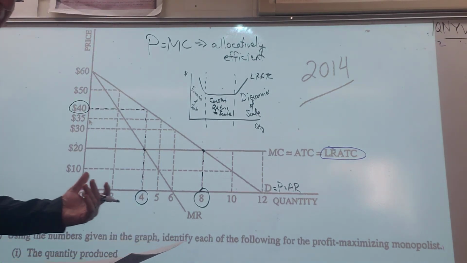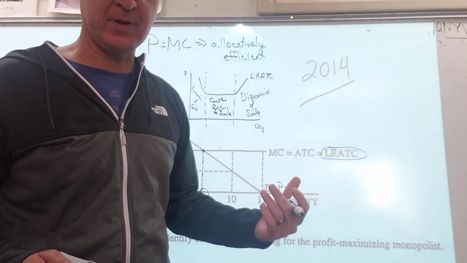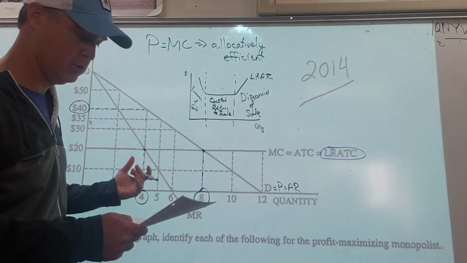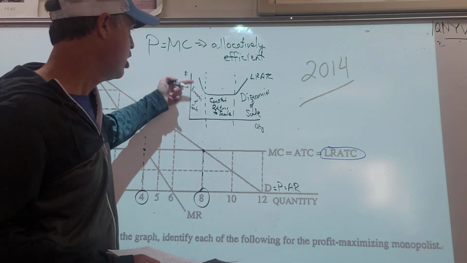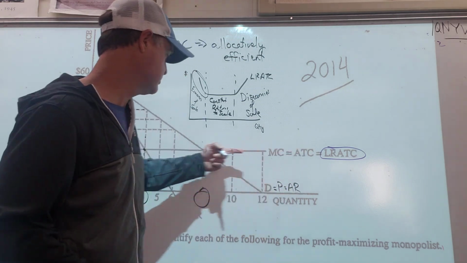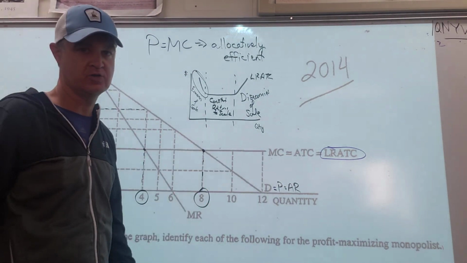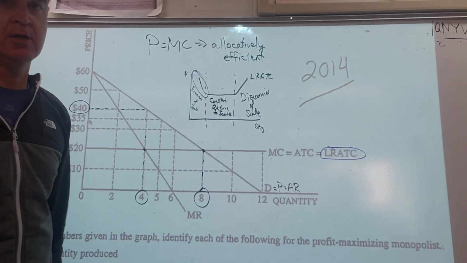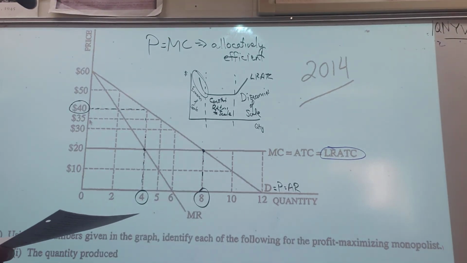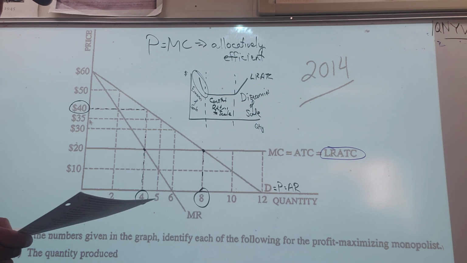The question itself asks, is the monopoly producing at economies of scale? So the answer is no. How do you explain it? All you have to say is because the LRATC is not downward sloping. It's flat through the entire range. So it's not downward sloping, and we do not have economies of scale.